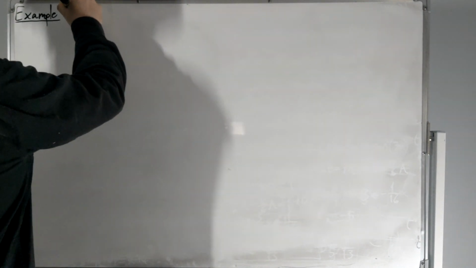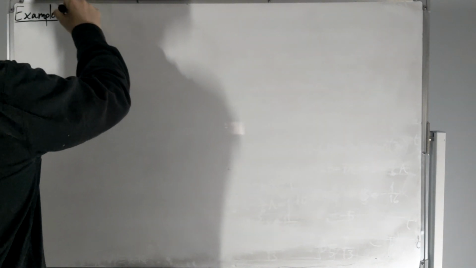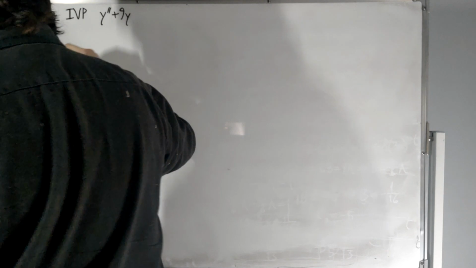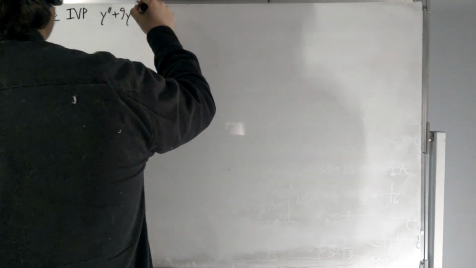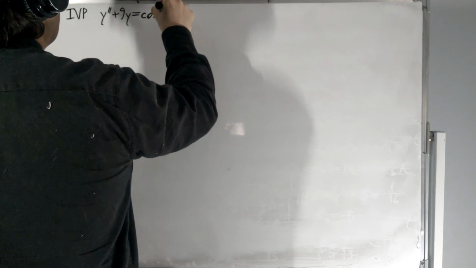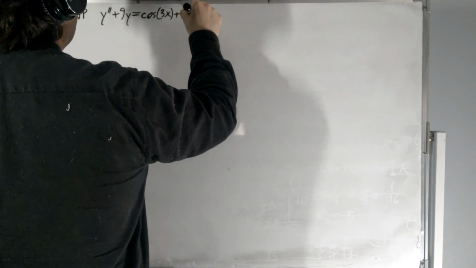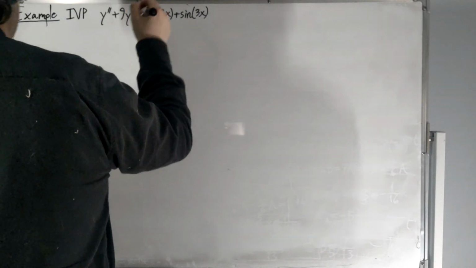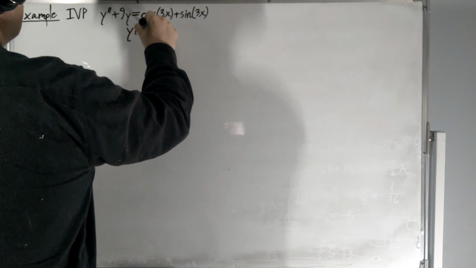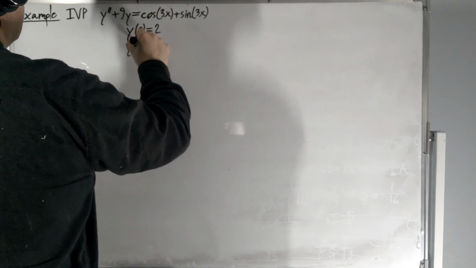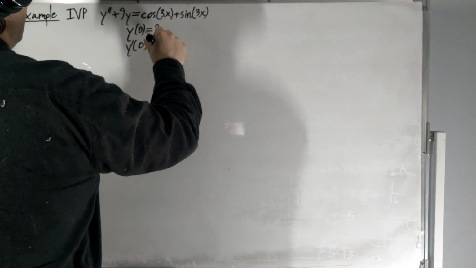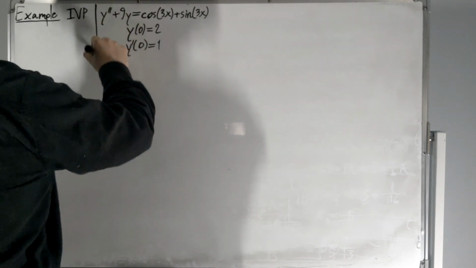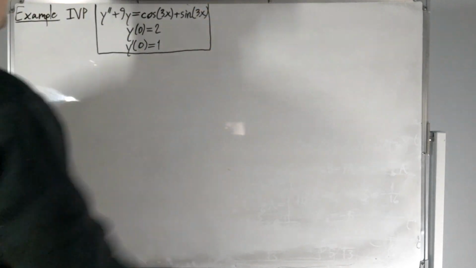Let's suppose we have an initial value problem. This one is y prime prime plus 9y equals cosine of 3x plus sine of 3x with the initial conditions y of 0 equals 2 and y prime of 0 equals 1. Okay, so this all together is our initial value problem.